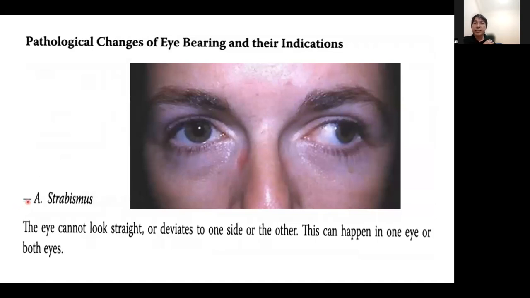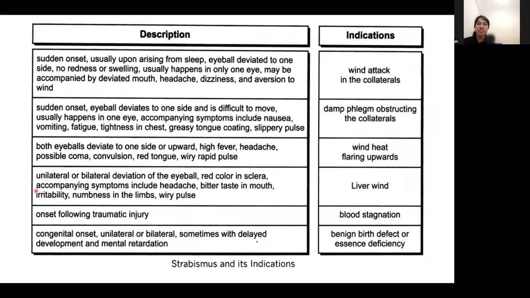Letter A, strabismus. The pathological changes of eye bearing and their indication. The eye cannot look straight or deviates to one side or the other. This can happen in one eye or both sides. Strabismus and its indication.